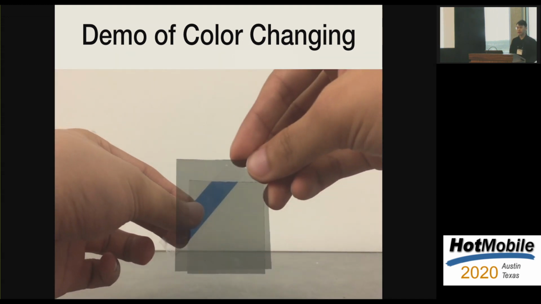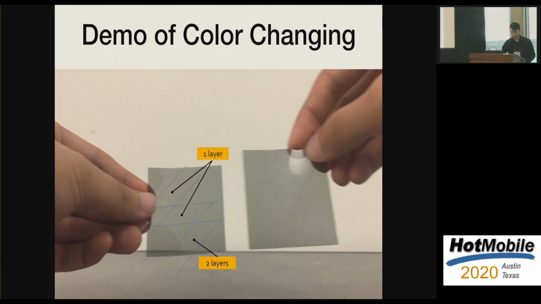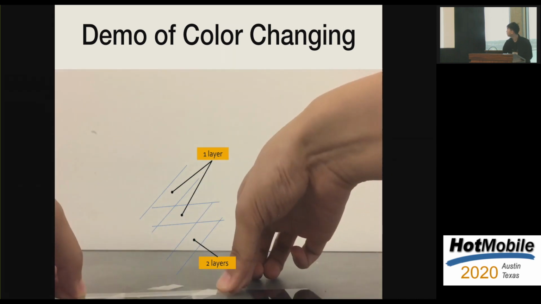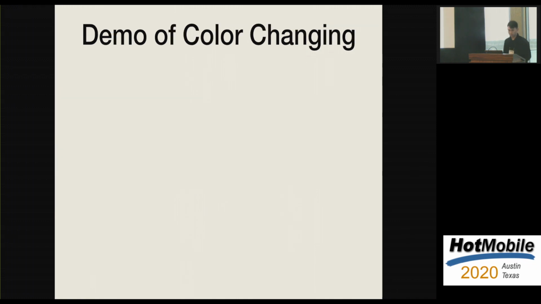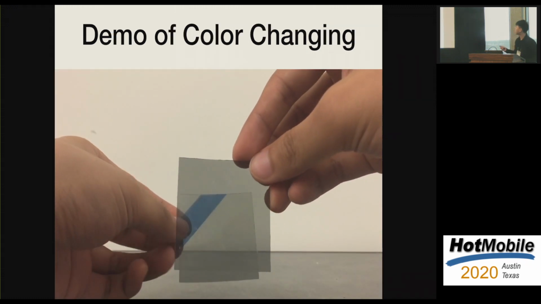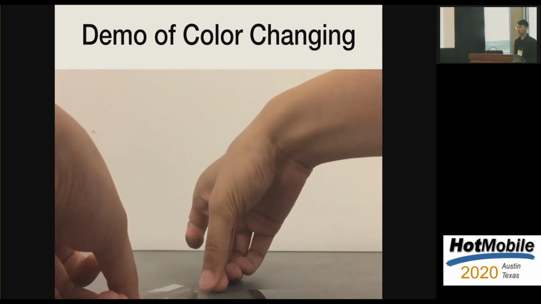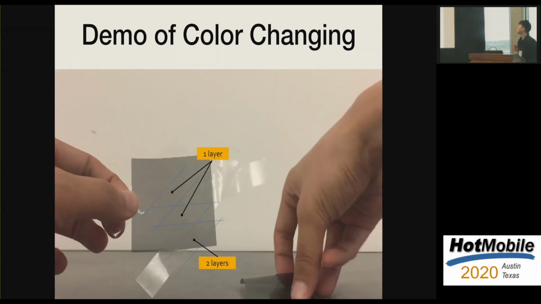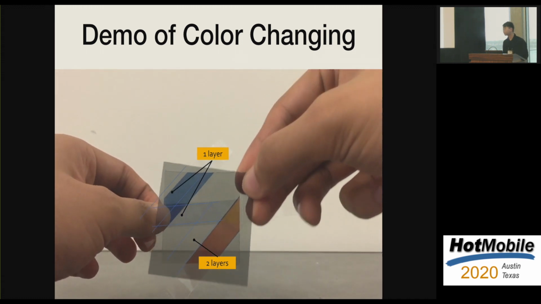Here is a quick demo of color changing. Sorry, let me go back. This is a quick demo. If we change the direction, the color will change. If we change the thickness and orientation, the color will change as well.